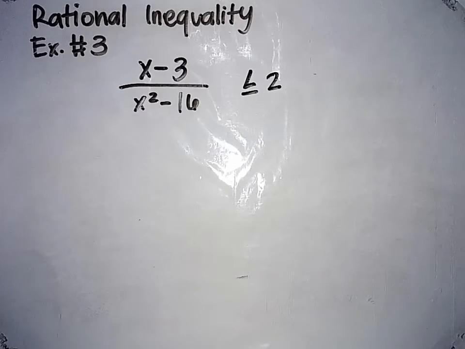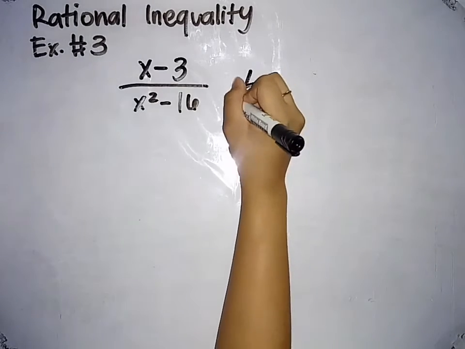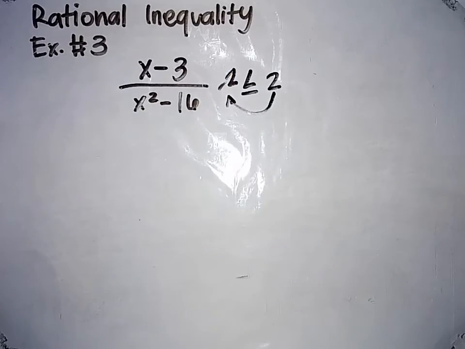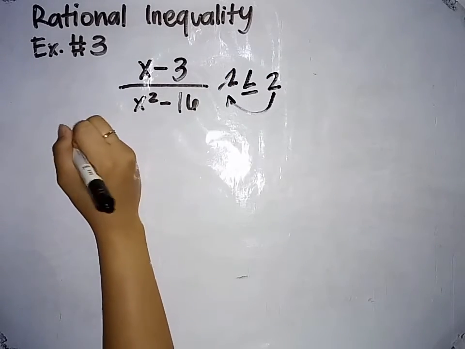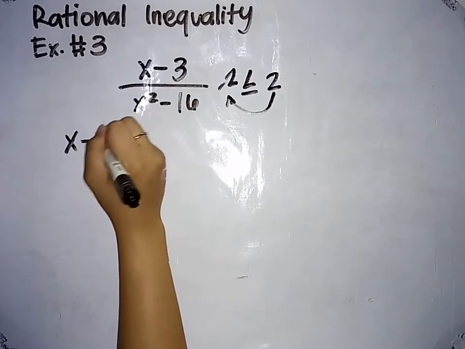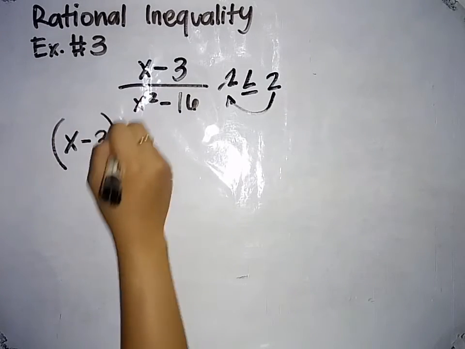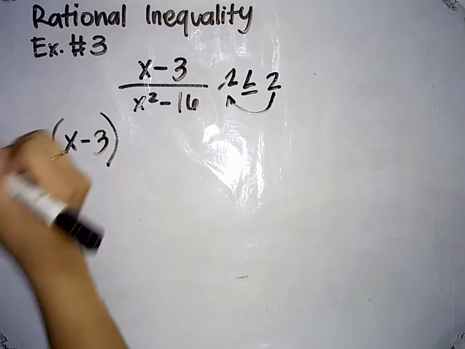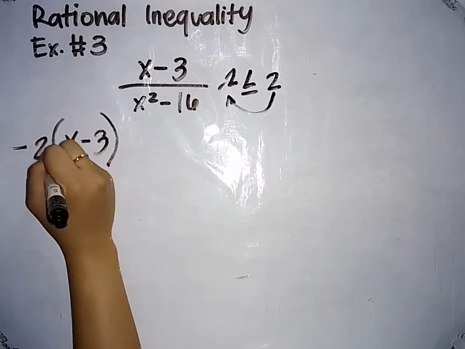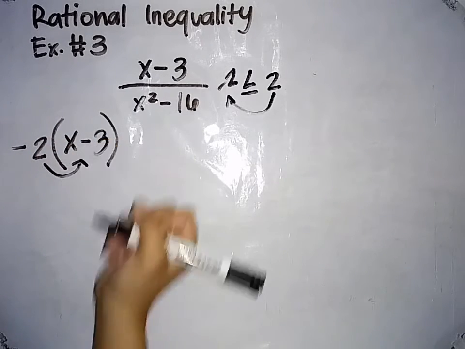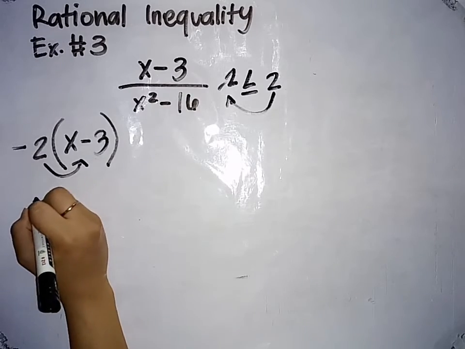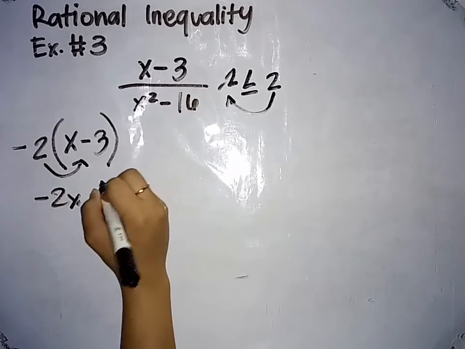Rational inequality example number 3. We have a given of x minus 3 over x squared minus 16 is less than or equal to 2. We need to transpose this 2 to the left, then it becomes negative 2. Let's bring down the numerator with this negative 2. So now we have x minus 3 in parentheses and negative 2. We need to distribute this negative 2 to x minus 3. So we have negative 2x plus 6.